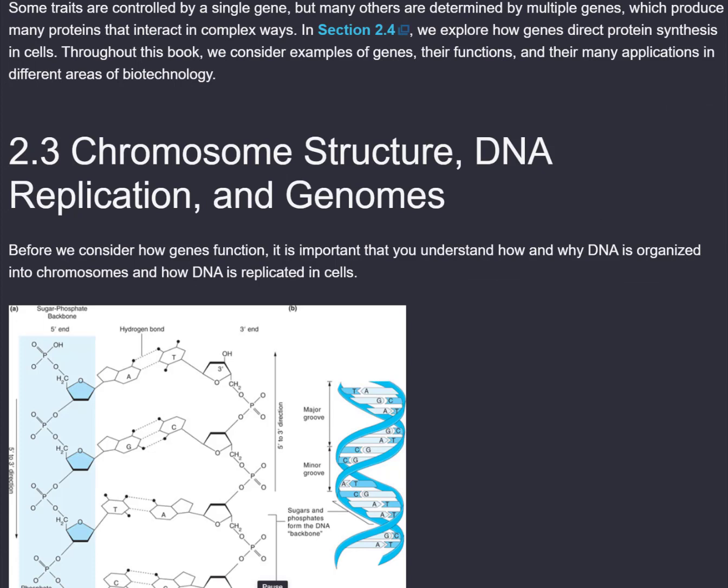Some traits are controlled by a single gene, but many others are determined by multiple genes, which produce many proteins that interact in complex ways. In Section 2.4, we explore how genes direct protein synthesis in cells. Throughout this book, we consider examples of genes, their functions, and their many applications in different areas of biotechnology.